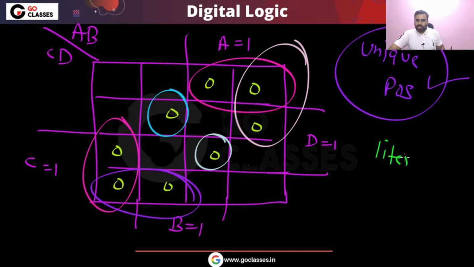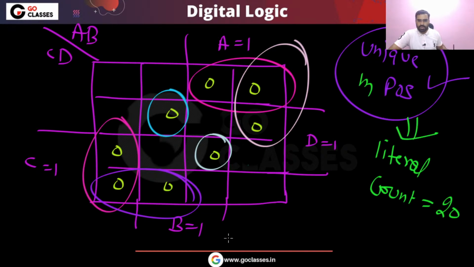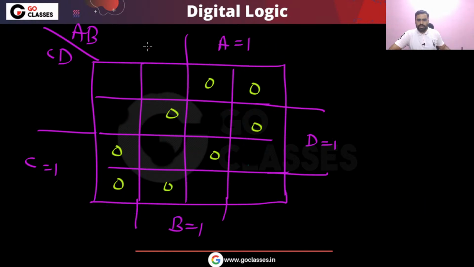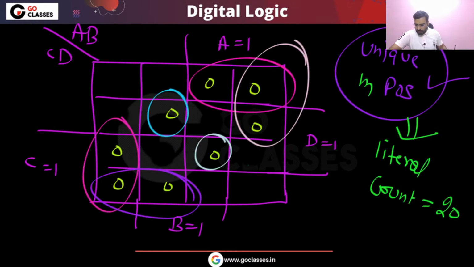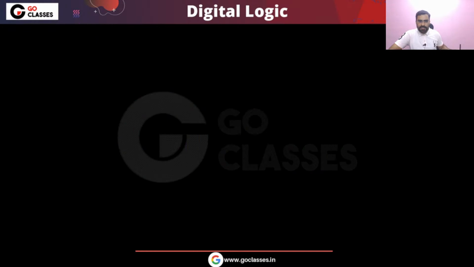The literal count is also the same in this unique minimum POS. So you will get a unique minimum POS and the literal count is also 20. So for this question the structure did not change. But remember, sometimes it will change. Remember one thing. For example, take this one.